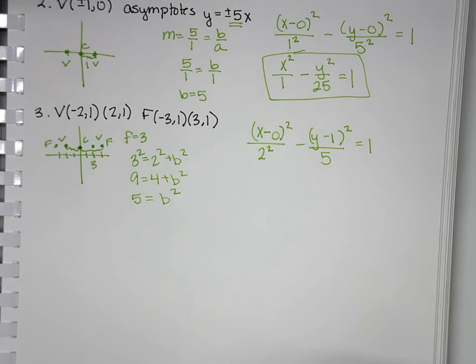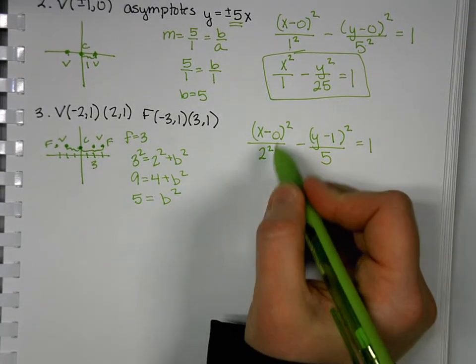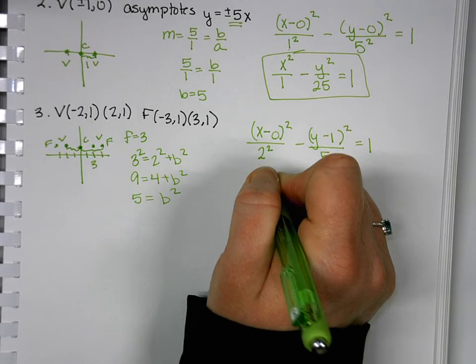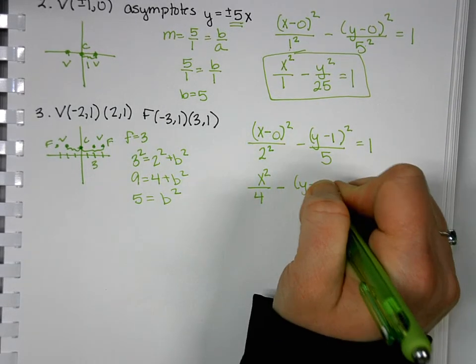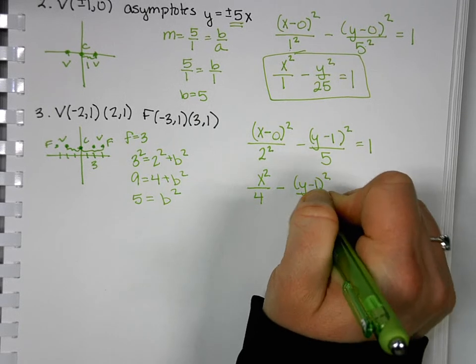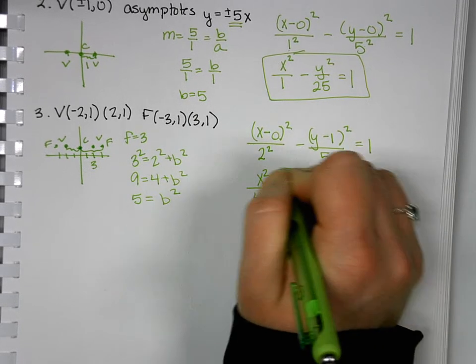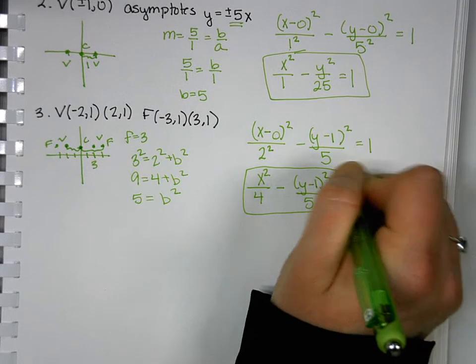So now I just need to clean it up a bit, drop the 0 and square the 2. So that'll be x squared over 4. And here we'll have y minus 1 squared over 5 equals 1. And there is your equation.